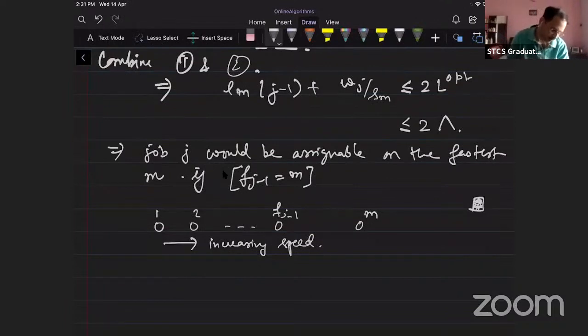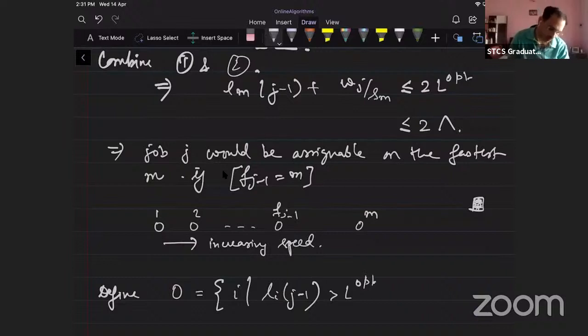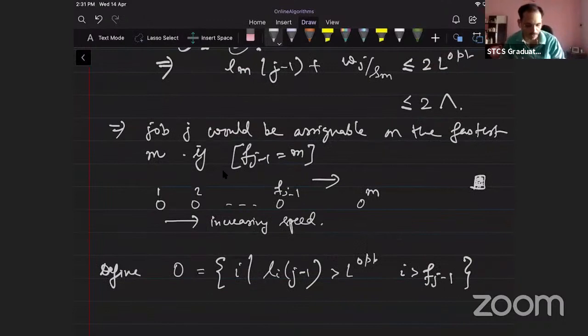Okay, more definitions. Define O to be the set of machines which are overloaded. That is, I such that Li of j minus 1, where j minus 1 again is the time just before arrival of job J, is greater than LOPT, with I greater than Fj minus 1. So we are looking at machines in this regime for which the load just before the arrival of job J minus 1 is greater than LOPT. Small proposition: can somebody say why O is not empty?